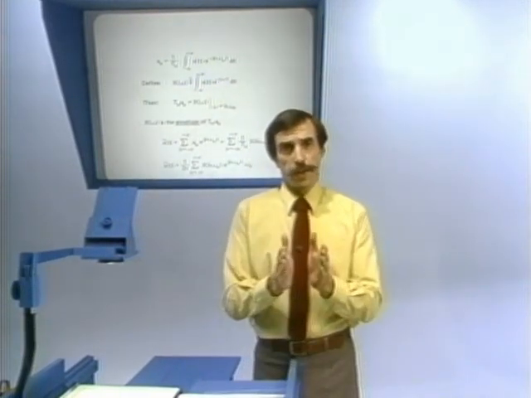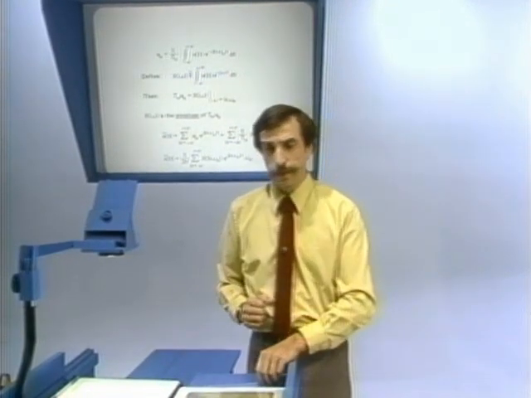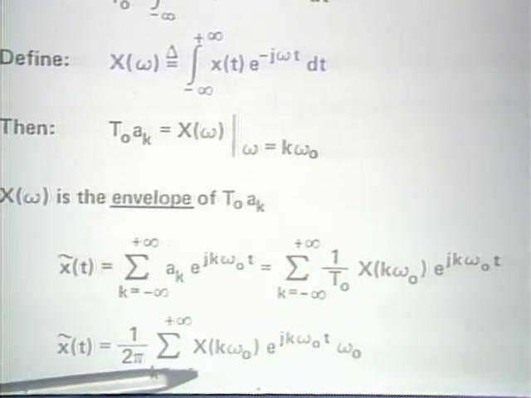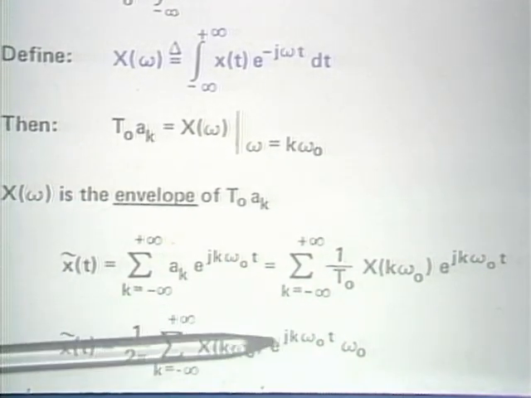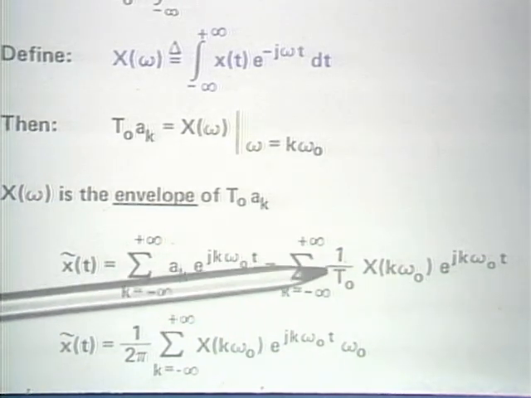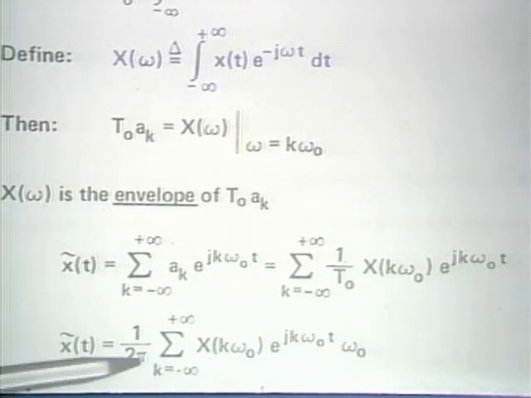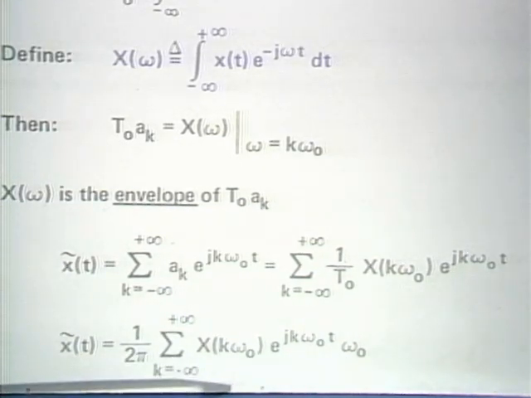Recall that in the synthesis, our strategy is to build a periodic signal and let the period go to infinity. Here is the expression for the synthesis of the periodic signal, now expressed in terms of samples of this envelope function, where I've simply used the substitution that T0 is 2 pi over omega 0, and so I have an omega 0 here and a 1 over 2 pi. The reason for doing that, as we'll see in a minute, is that this then turns into an integral.